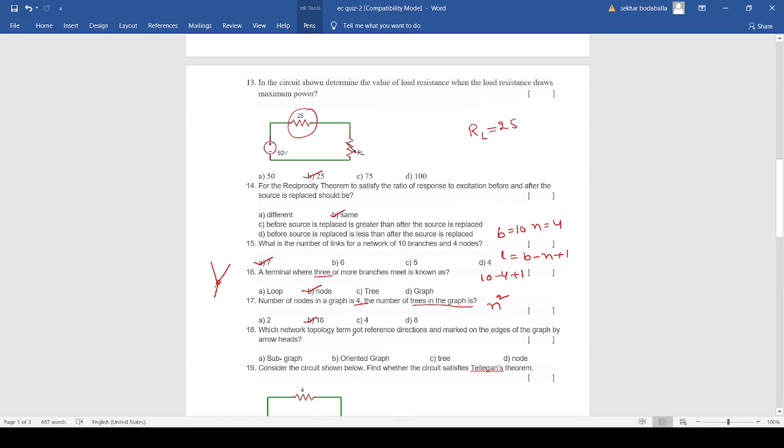Which network topology term has reference directions marked on the edges of the graph by arrowheads? A graph with directions marked with arrowheads is known as an oriented graph. So option B is the correct answer.